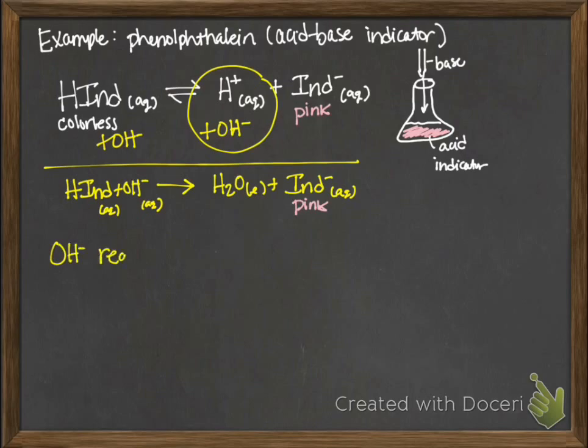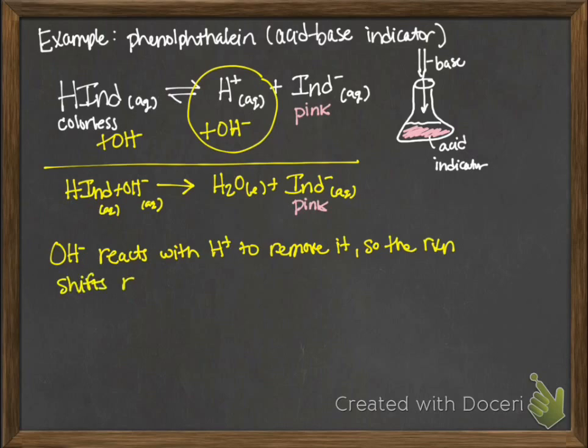So hydroxide changes the concentration of H+ because it reacts with H+ to form water. So we're removing the H+ from the system. So the reaction has to shift right, the forward direction, to form more of that H+, to relieve that stress. Right? That's what Le Chatelier's principle says. So that's why we see the pink.